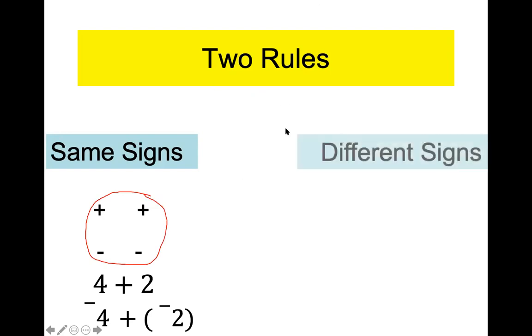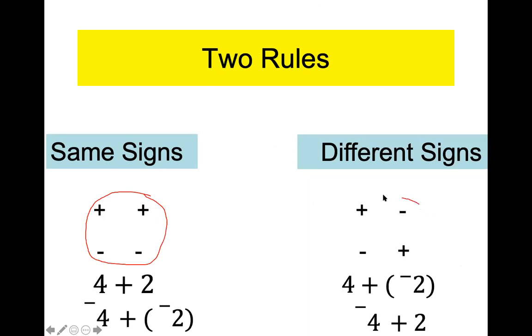The second rule is called the different sign rule. The different sign rule means that the first number is positive and the second number is negative, or vice versa. Notice that's a +4 plus a -2, or a -4 plus a +2. So the second one involves where the signs are different. We're going to have 2 rules: a rule for same signs and a rule for different signs.